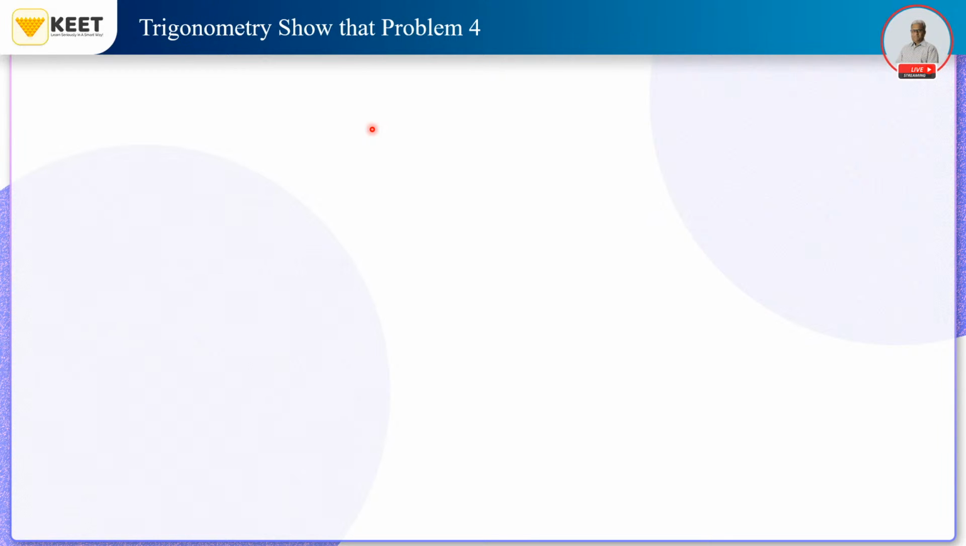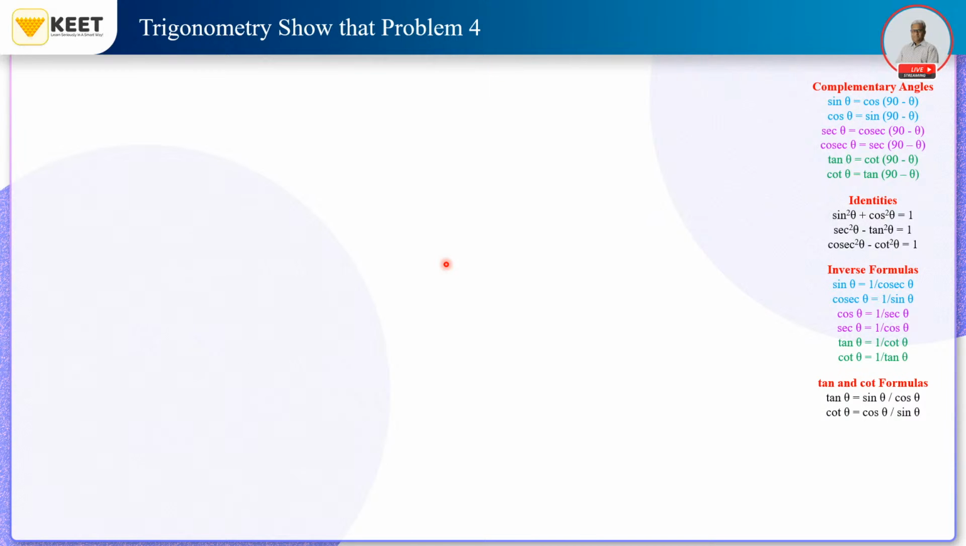Now, as usual, whenever we start a problem, on the right hand side or on your table, you must have the formula list. So the formula list is there. Now take the problem. The problem is on your screen. It is: prove (cos A minus sin A plus 1) divided by (cos A plus sin A minus 1) equals cosec A plus cot A.